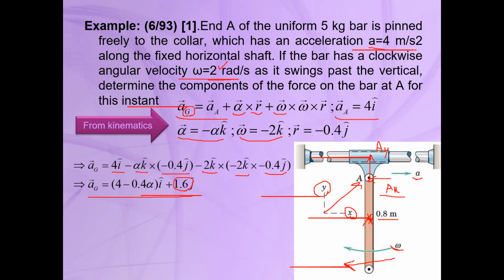But if you want to obtain AX, we need to obtain alpha, because this alpha is again another unknown. So we cannot obtain AX directly from this equation. We still need another extra equation to obtain alpha. Okay. Any questions so far? Is it clear?